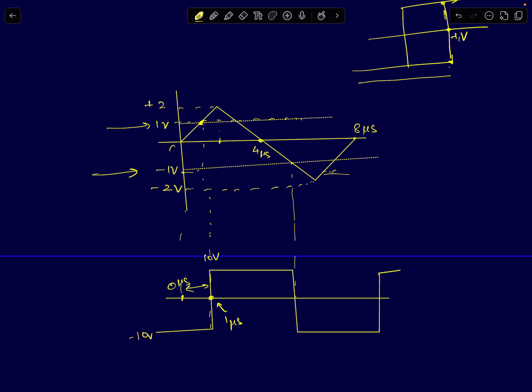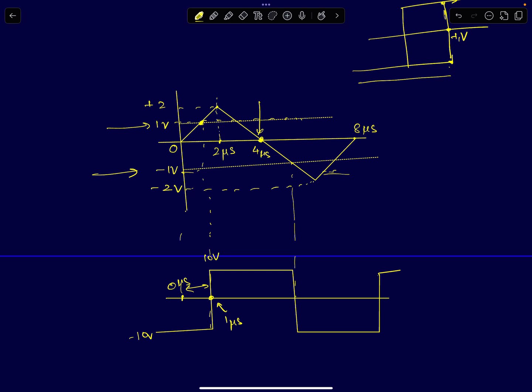Assuming the zero crossing happens at 0 seconds, what is the time at which the signal crosses 1 volt? Since it's a ramp signal, you can easily find that out. It's given the total time period is 8 microseconds. The waveform is symmetric, so T/2, the half cycle, will be 4 microseconds. And assuming again the waveform is symmetric, the quarter of a clock cycle will be 2 microseconds. Now in 2 microseconds, the signal reaches 2 volts.